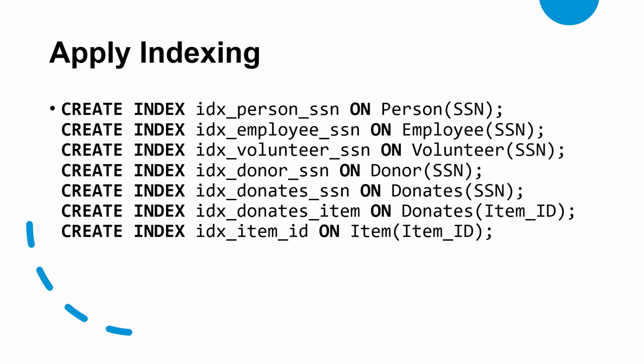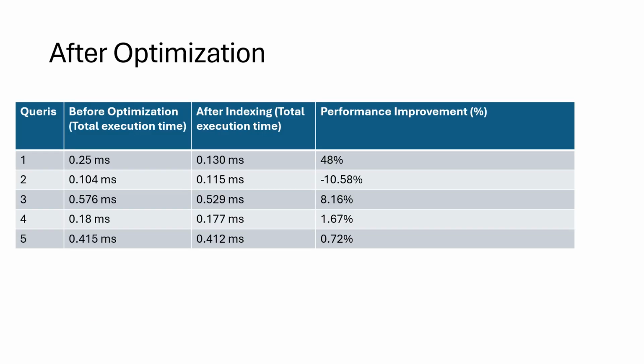Okay, now to improve query performance, I applied indexes on key columns to speed up lookups and joins. The following indexes were created. By indexing the database, we can now quickly locate records without scanning the entire table. This will reduce execution time for certain queries. Here are the results after indexing.